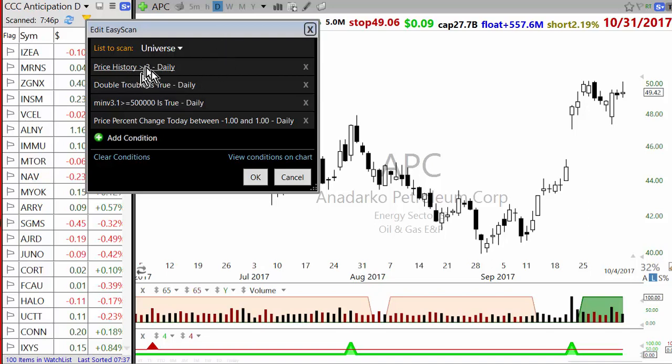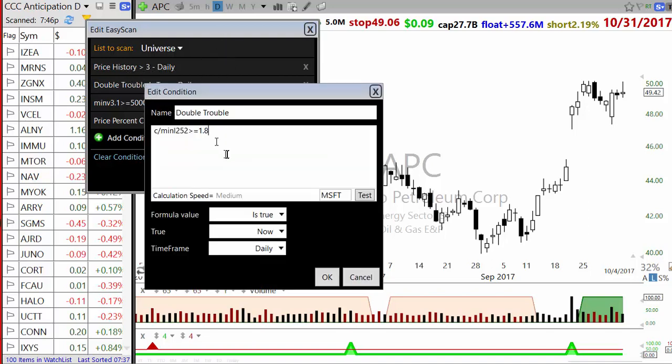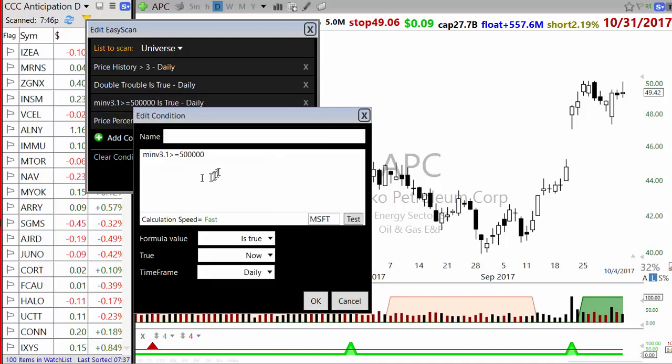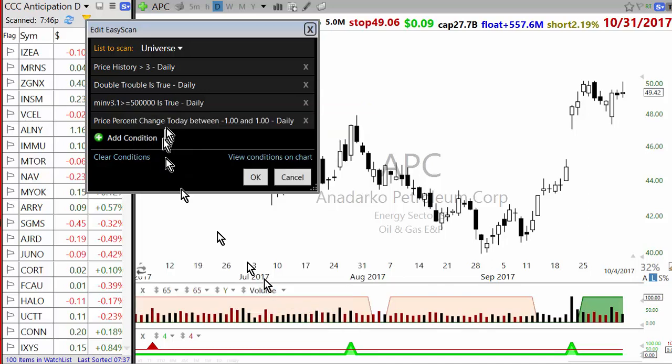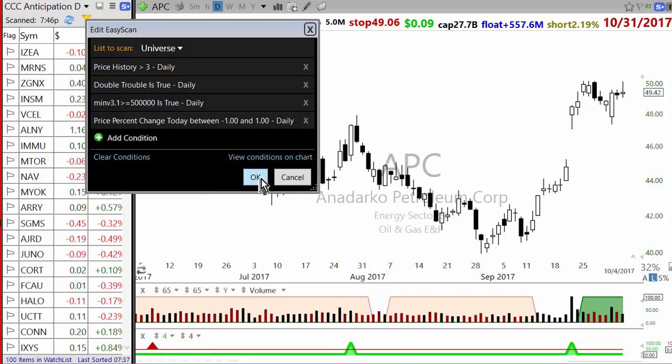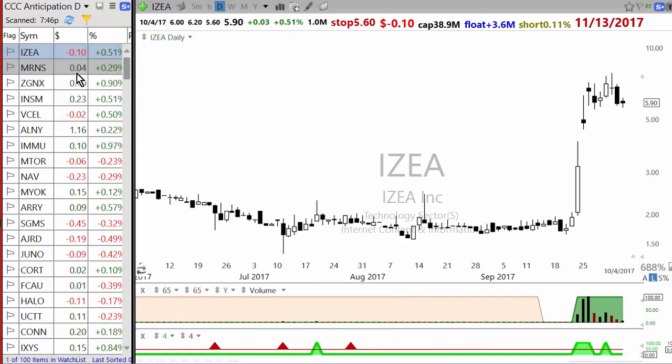First is price history, about 3. Double trouble is true. So I look for a stock which has gone up at least 80% from its 52-week low. That way you're capturing those stocks which have made 400, 500, 1500% moves. So I use the DT condition here to find stocks on the short side, and for liquidity I use 500,000 as against 100,000, because you need more liquidity for a short side. And then the condition is the same, you're looking for -1 to 1%. So I've gone through these.